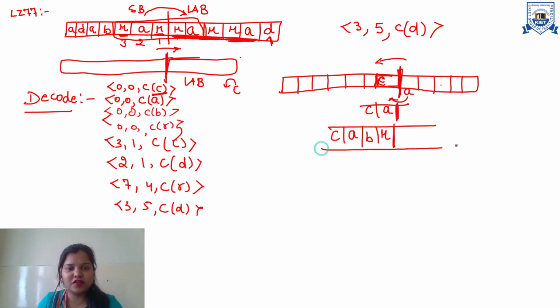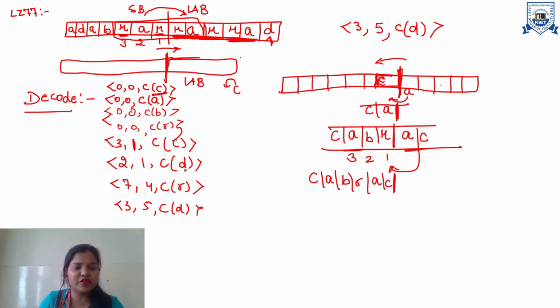Okay, now check. Next alphabet is at index number 3. I have a match, so 1 2 3. So matched alphabet will be A, and its length is 1. So next alphabet will be A, and it is sending code for C, so we will send C. So now these two will be slided towards the left hand side, and my window will be C A B R A C. Similarly you can do it for D.